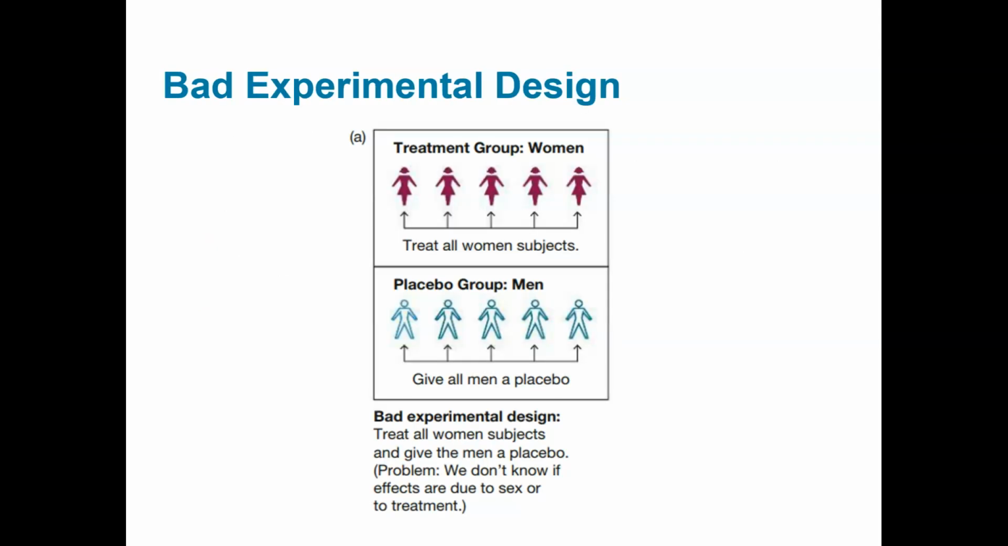When we think about bad experimental design, here's an example. If we were to treat all women subjects and give the men a placebo, the problem is we don't know if the effects are due to the sex of the individual or to the treatment. So that is a bad experimental design to say, okay, all men over here, all women, or if we separated by age, if we said over 30 in one group and under 30 in another, we wouldn't know if age or the treatment really had the effect.